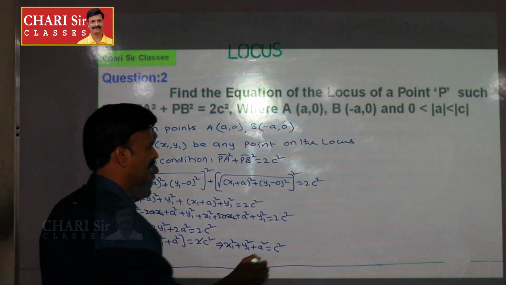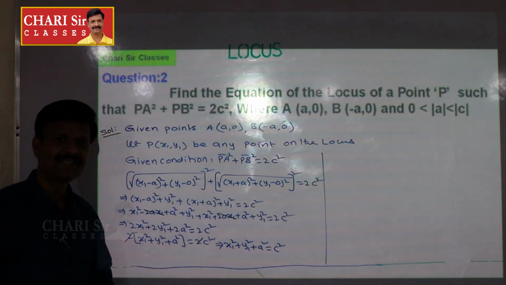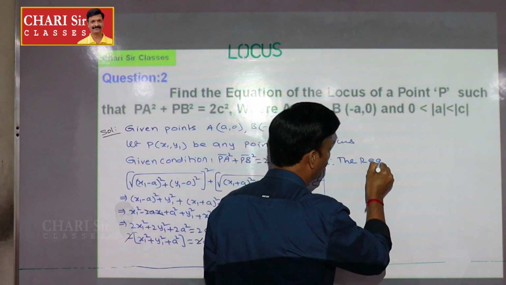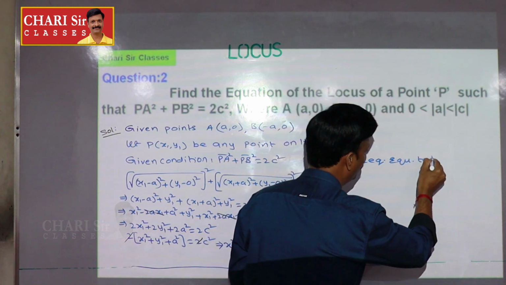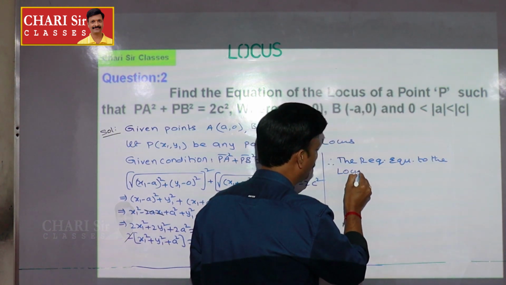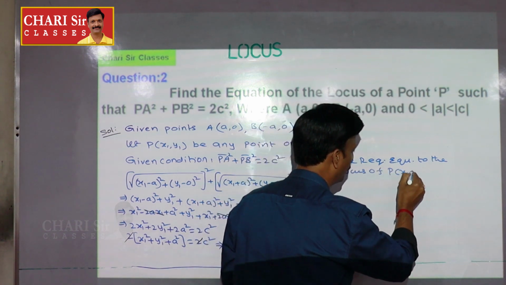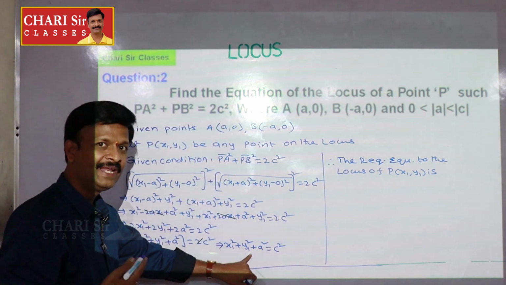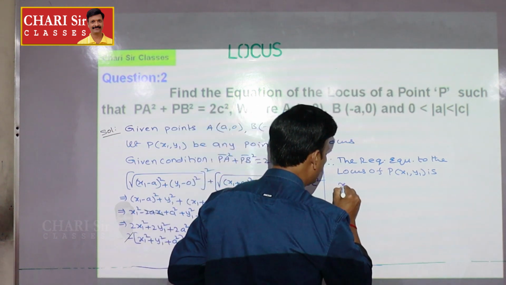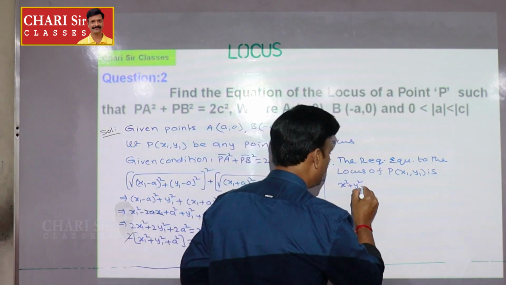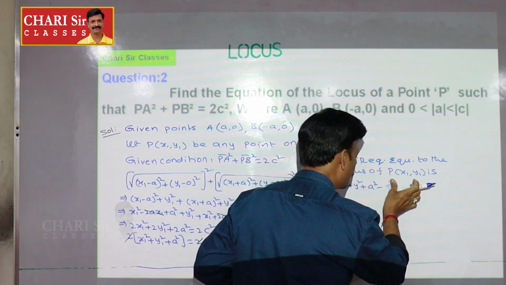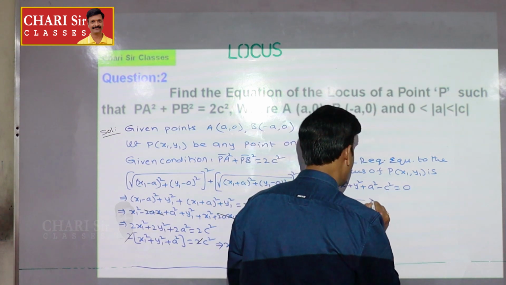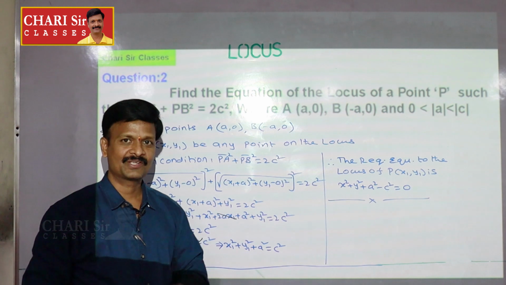Now we need to write the required equation to the locus, that is the last step. The last step is, therefore, the required equation to the locus of P(x1, y1). We remove x1 and y1 and replace them by x and y, that is x square plus y square, and plus a square minus c square we take to the left-hand side, that is minus c square is equal to 0.